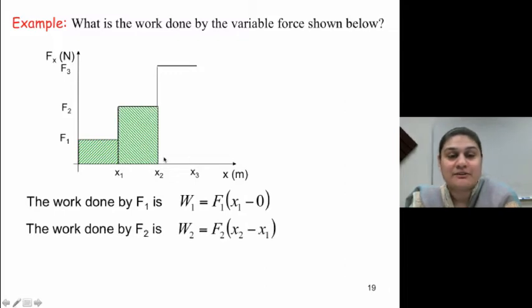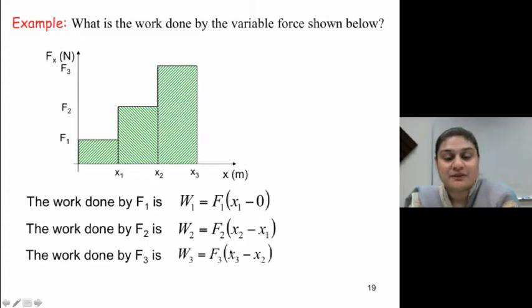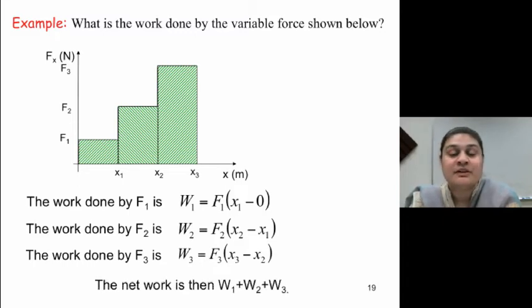Work done by F2 is going to be the length times the width, which is x2 minus x1 and F2. Similarly, work done by F3 is given by x3 minus x2 times F3, which is the variable force. Now you can make these rectangles as big or as small as you want, depending on what your force is. So the total work is then going to be W1 plus W2 plus W3.